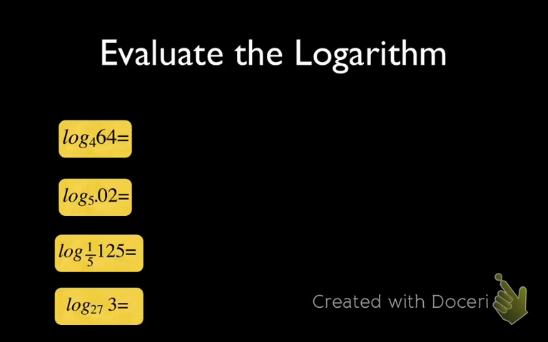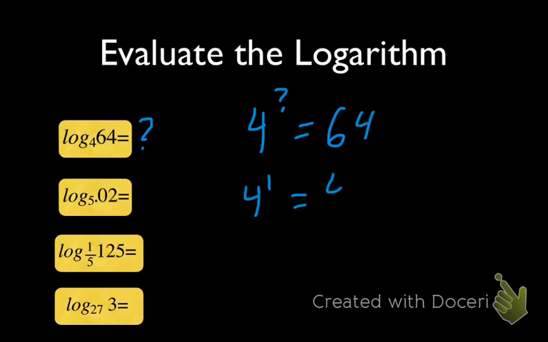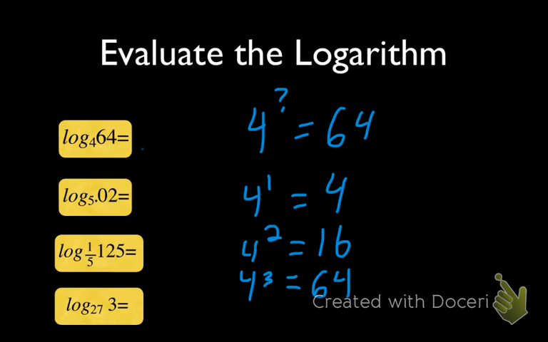All right, well, log base 4 of 64 is really asking you to figure out what it equals, but it's really asking this. 4 raised to what power equals the number? Equals 64. Well, let's check. 4 to the 1 equals 4. 4 squared equals 16. 4 cubed, what is 4 cubed? 64. So the log base 4 of 64, we just figured out, was 3. 4 raised to the third power equals 64.